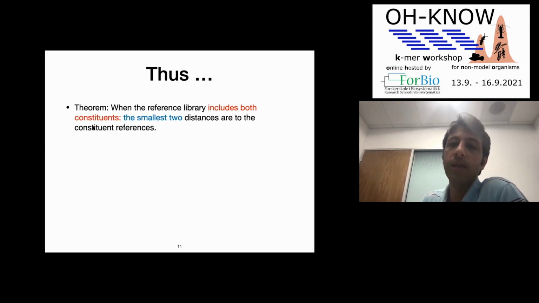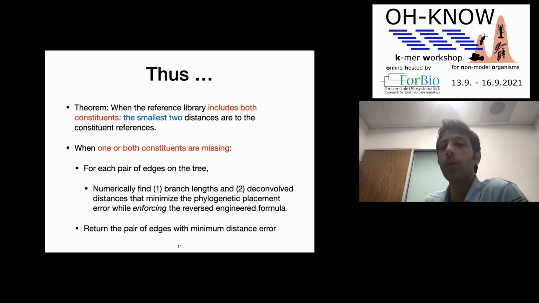And if you remember the results that I showed in the beginning, this actually panned out to be the case in the simulation results, right? When both constituents were present, top two worked fine. So that gives us a solution for that case, right? And in fact, not only do we know these are the two smallest, we actually know what that distance should be. There is a formula for what that distance should be. So we can look for that value, and if we see it, we know that we have those references in the mixture.